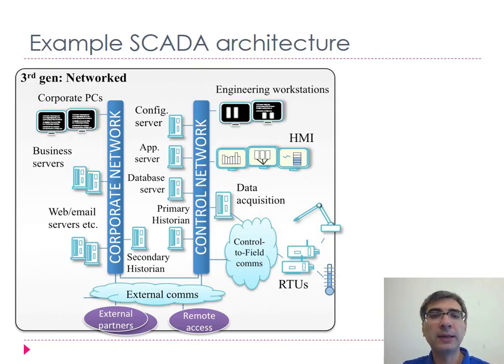So focusing on the third generation, as I said, the key point is that there is a corporate network and a control network, and the two are connected. So, for example, someone on the corporate network might be able to request data from the control network so as to complete some kind of report.